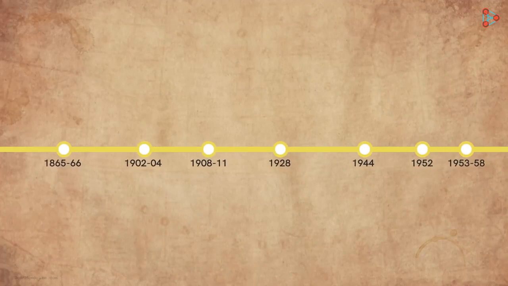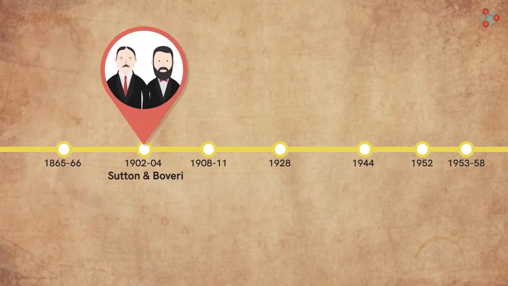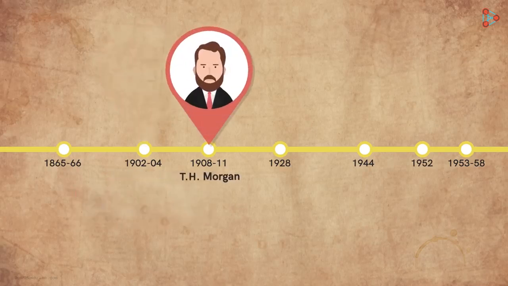This is our timeline of the history of genetics. So far, we've covered the important milestones up to this point. Yes, we've taken a look at the work of Gregor Mendel, followed by the work of Sutton and Boveri. This was the chromosomal theory of inheritance. Later, it was Thomas Hunt Morgan who put forth his work on the common fruit fly and achieved another milestone. Now comes the next one.